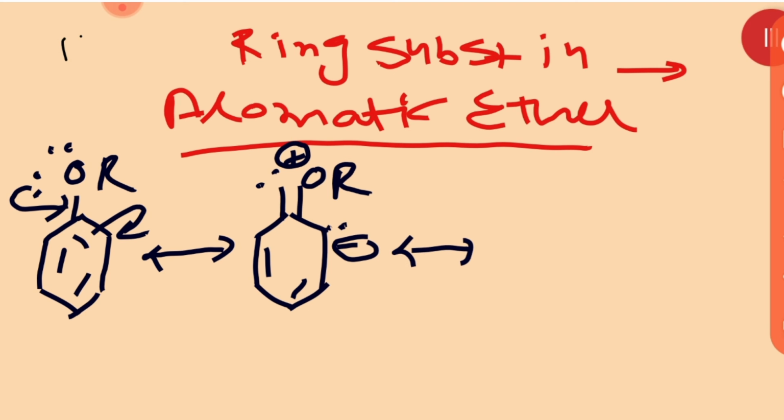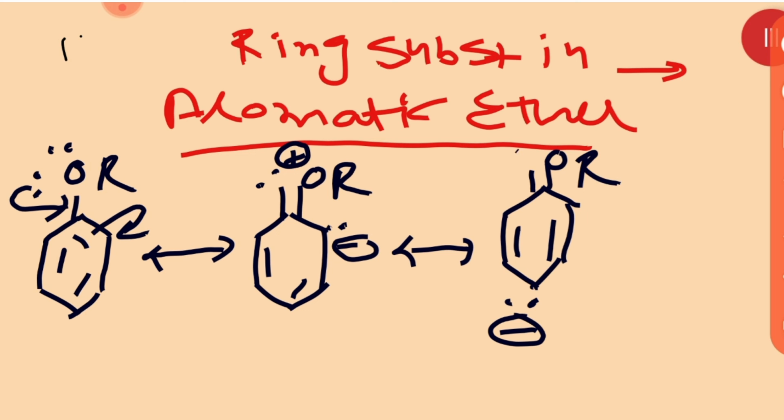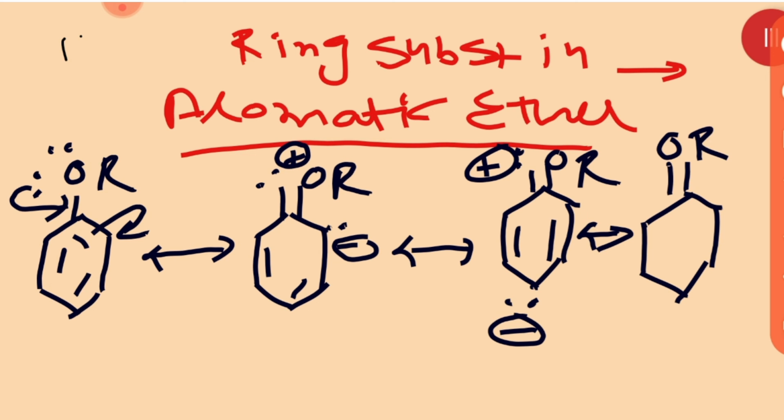Then after that, this ring is there. Then there is a negative sign, double bond O, R positive. Clear? Then after that, again you see, OR positive. Then this is there.